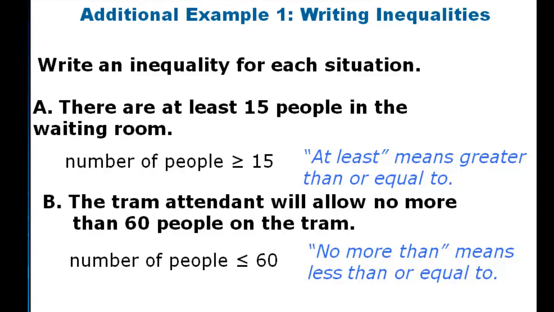60 is the maximum number. I cannot have 60.1. I cannot have 61. I have only 60 chairs, so only 60 people can join the tram, okay?